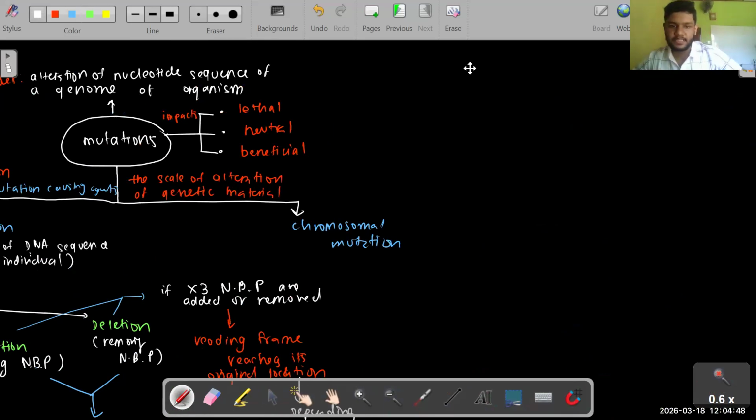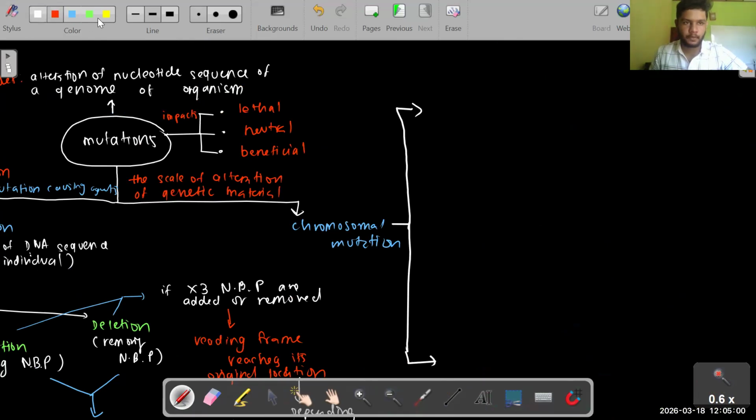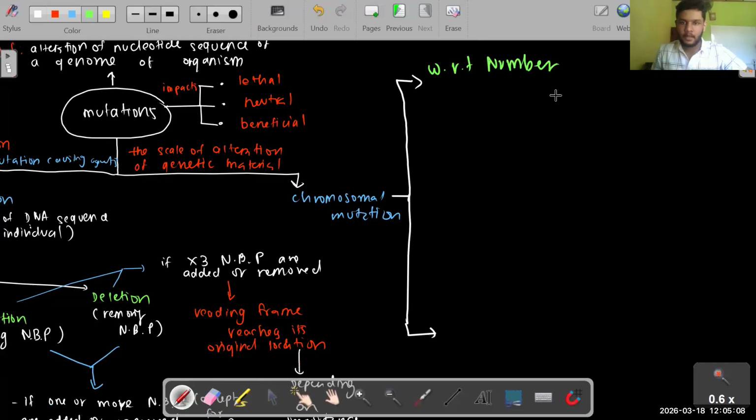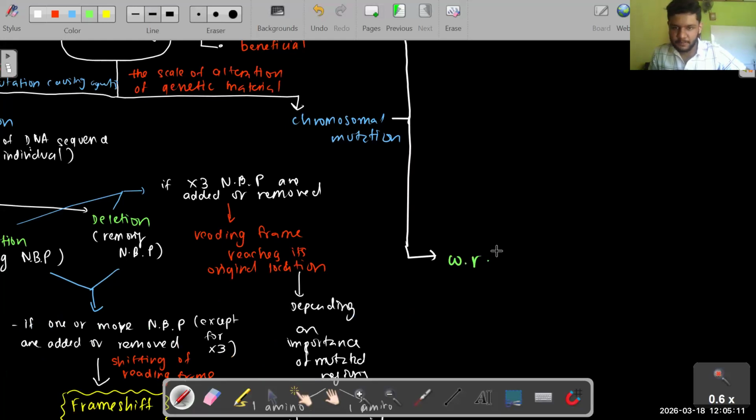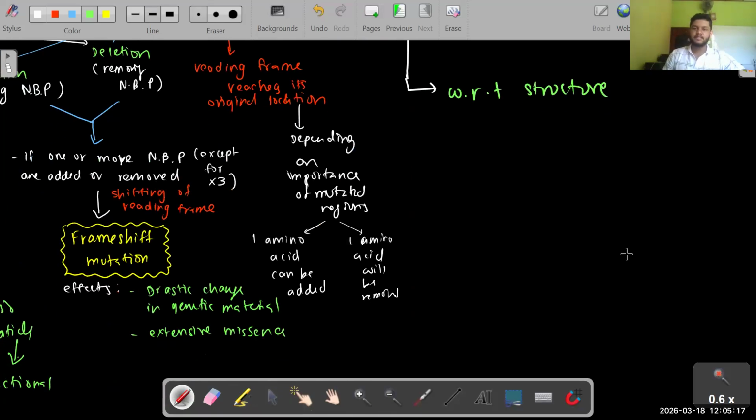Chromosomal mutations are classified into two. What are they? First one, chromosomal mutation with respect to number, and the other one is with respect to structure. Let me first complete the structure part and then go to the number, because that is how it is given in your resource book. With respect to structure, there can be four taking place. Can you remember? Let's start recalling.